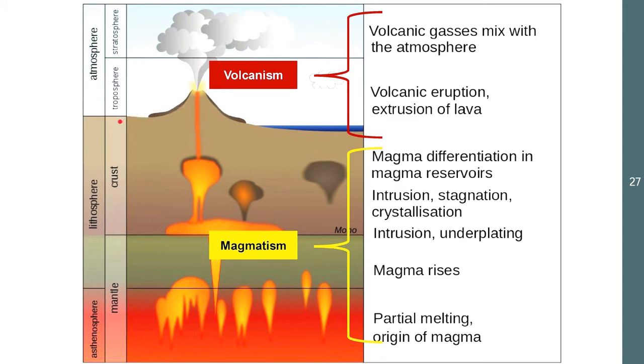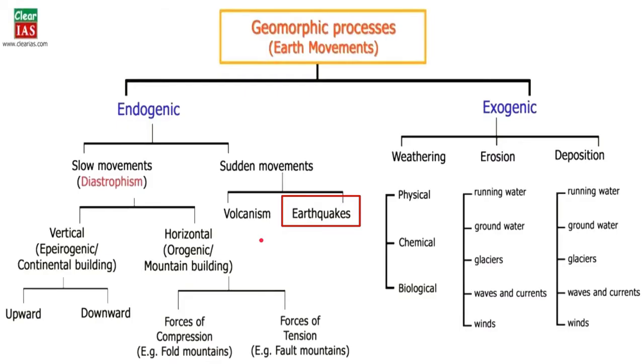So it includes the troposphere and the stratosphere, already part of the atmosphere. So magmatism happens underneath the Earth's surface. Volcanism happens above the Earth's surface. The next type of sudden movements are earthquakes, and usually volcanic eruptions are accompanied by earthquakes.